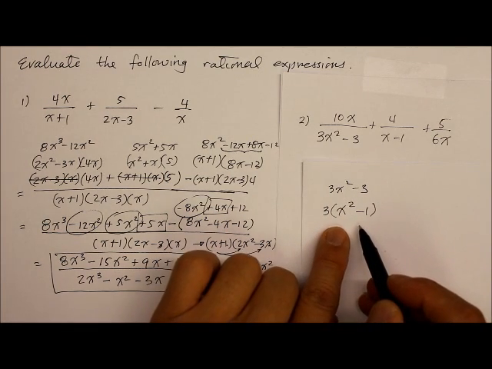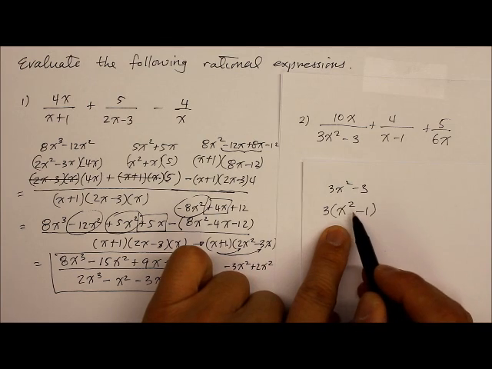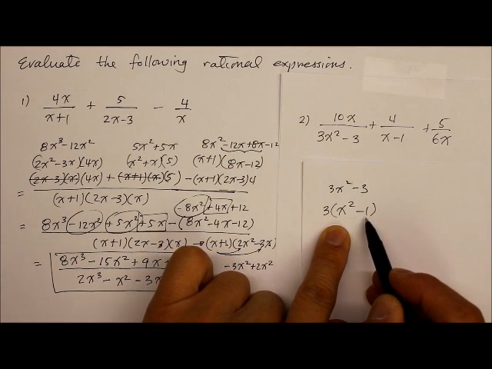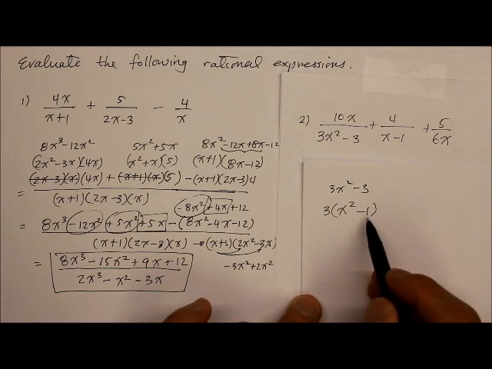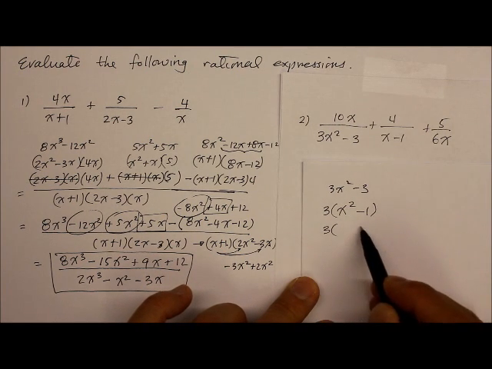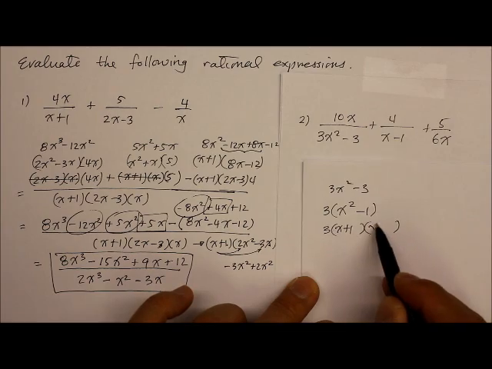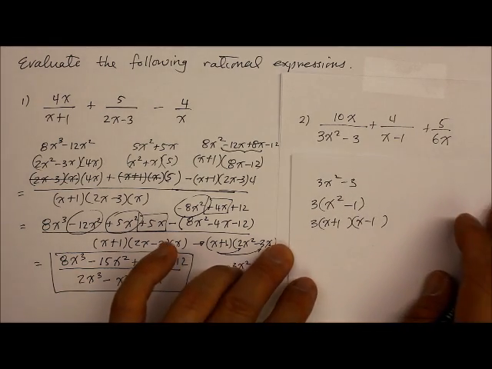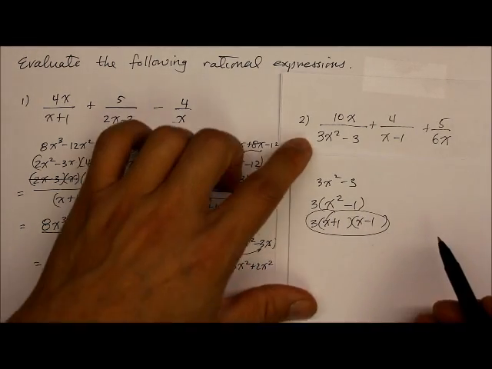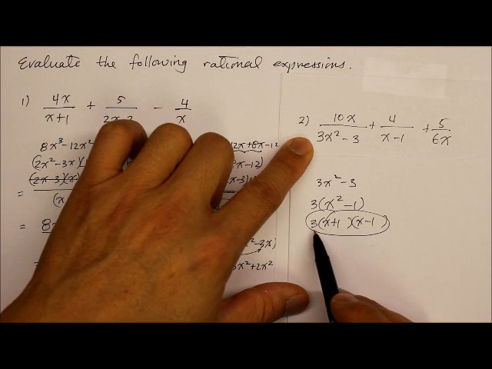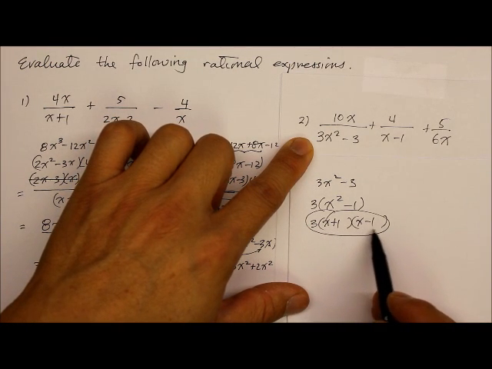But wait, you could recall that x squared minus 1 is a conjugate of a binomial. It's an opposite of two binomials multiplied together. And you should recall that it is actually a multiple of x plus 1 and x minus 1. So here's what we got. The first denominator is made up of 3 and x plus 1 and x minus 1.